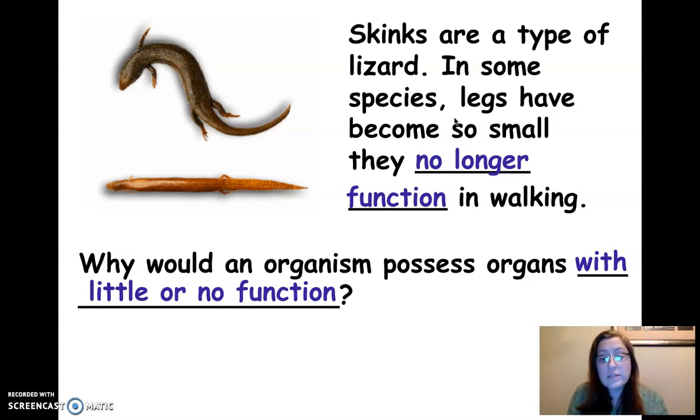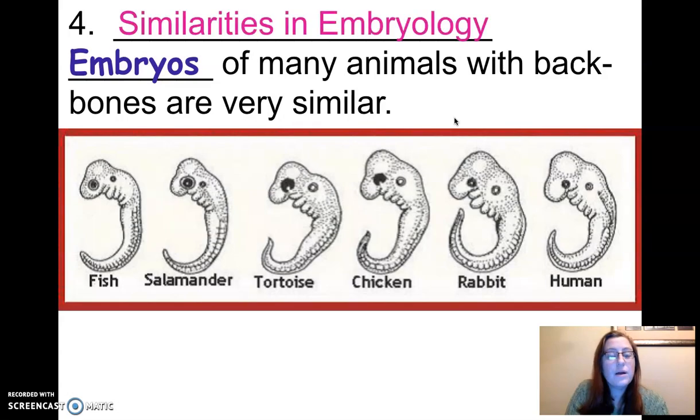So why would an organism possess an organ with little or no function? The explanation and the way that it supports the theory of evolution is that it's a leftover or a vestige from an ancestor at one point that did have legs. So again, just some really cool pieces of evidence to take a look at here. Our fourth piece of evidence related to homology and comparative anatomy is embryology.